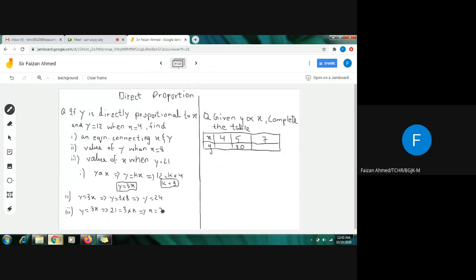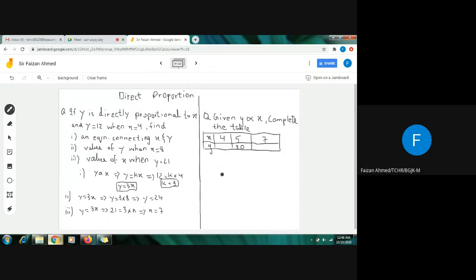So this was a type of question which you can expect in your examination, maths assessment. This question is very easy. You just have to make an equation, and after making the equation, you have to find the value of k, and then you just have to use that equation to find the missing values.